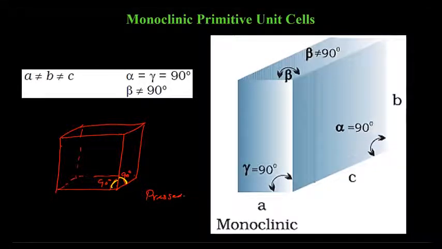Only the angle in the base got different. So monoclinic is actually a cuboid, but pressed from one side, not from both sides, one side only. So even if you're not able to visualize, this is important. You memorize these things.